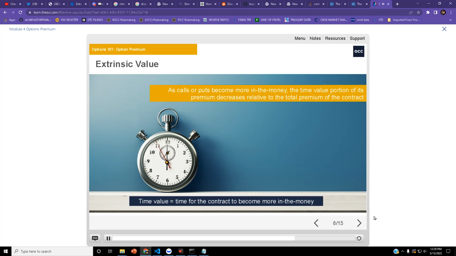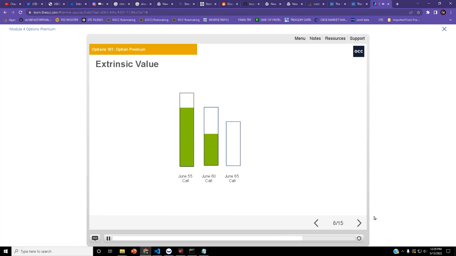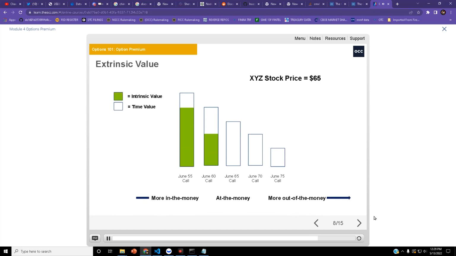As options become more in the money, the likelihood that they will expire in the money increases, rendering the time remaining until expiration less valuable. As this happens, the option's total premium should increase, but the proportionate amount of time value should decrease. The graphic below also illustrates this concept.